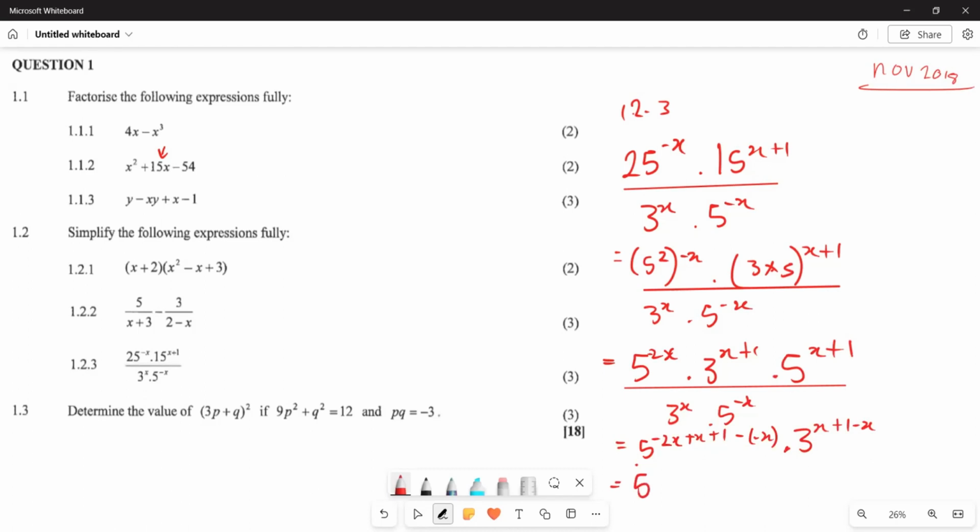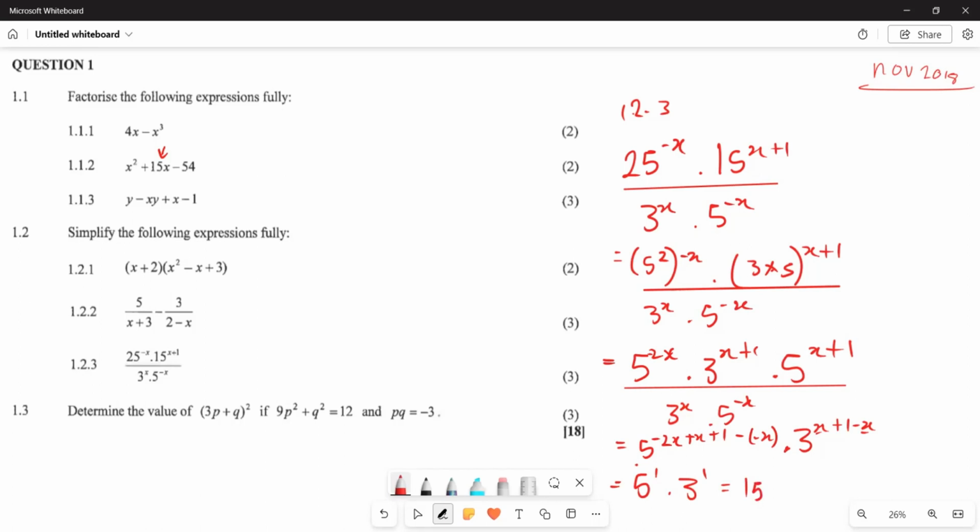This is the same as 5 to the power of 1 that you are left with in here, multiplied by the x. Similarly here, the x negative and positive are going to cancel each other, which means you're going to be left with 3 to the power of 1. And this is the same as 5 multiplied by what? 5 multiplied by 3, which means your final answer is going to be 15, right?